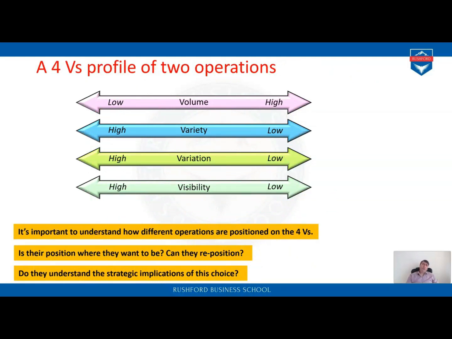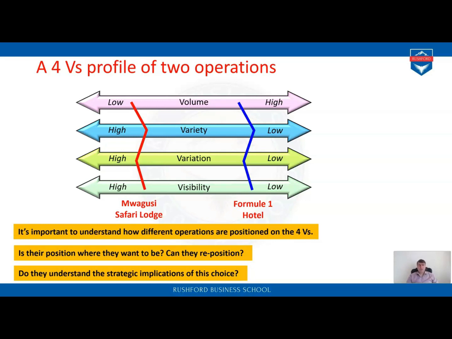This is the 4Vs profile of two operations. For example, here you can see the Formula 1 hotel. The volume is high, variety is low, variation is low, and visibility is low. And there is the Goosey Safari Lodge. You can see that volume is low, variety is high, variation is high, and visibility is high.